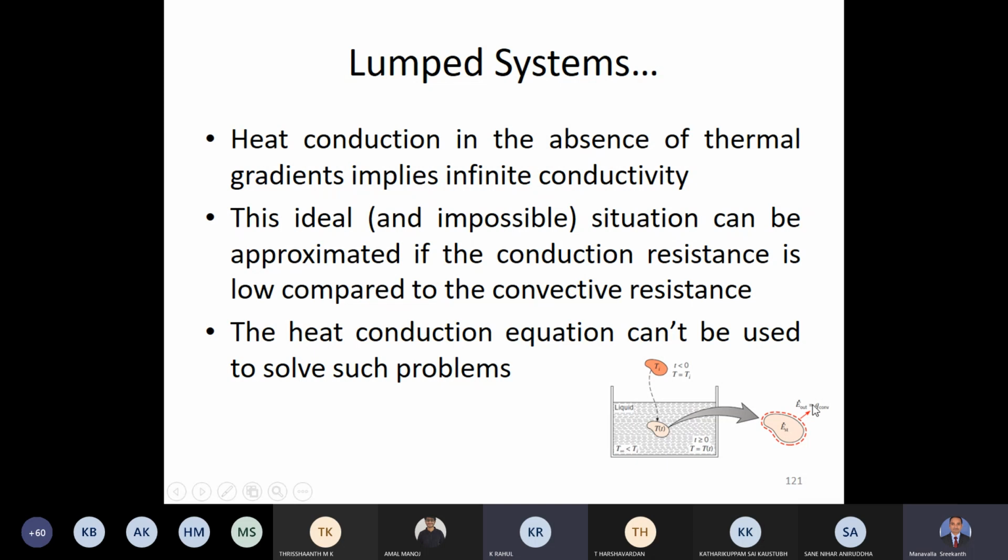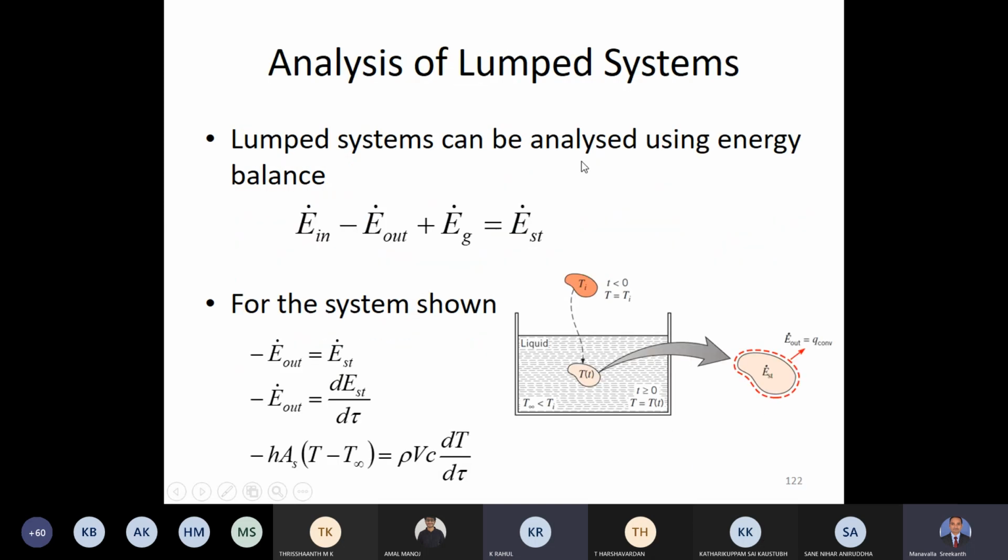Its temperature keeps changing. What happens is it loses its heat from the surface to the medium, but within the body there is some conduction also taking place. So that principle we will have to use. Whatever energy balance we can perform across this surface will be used to come up with certain equations. Now you see here the analysis of the lump systems. The lump system can be analyzed using the energy balance.